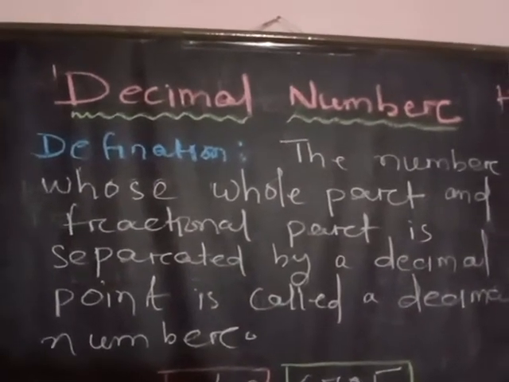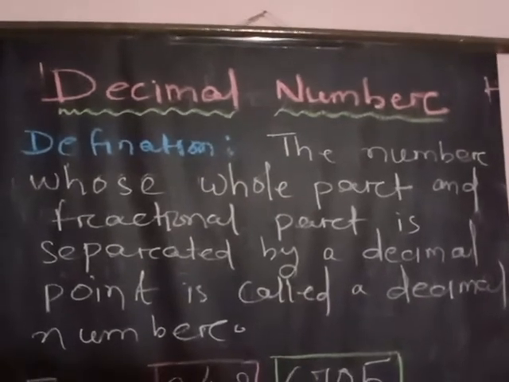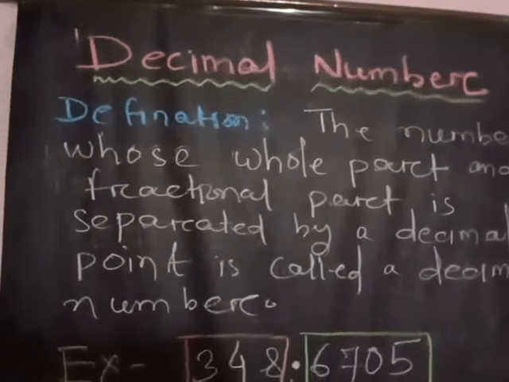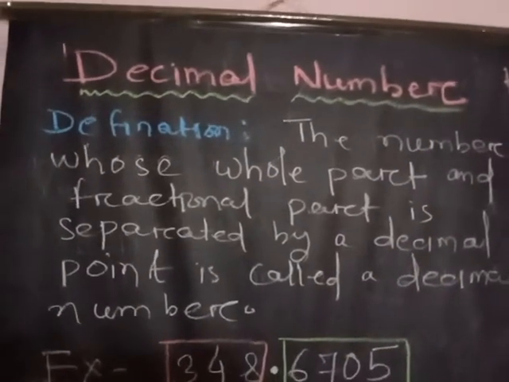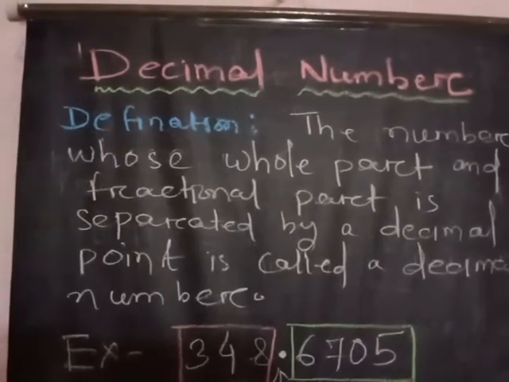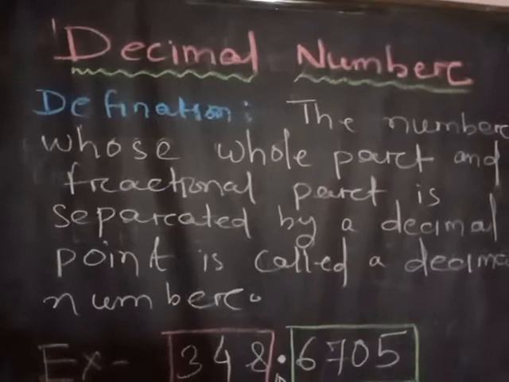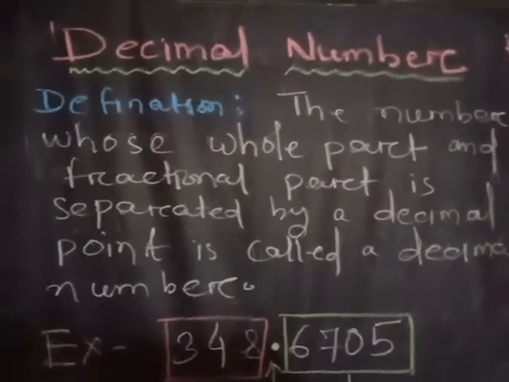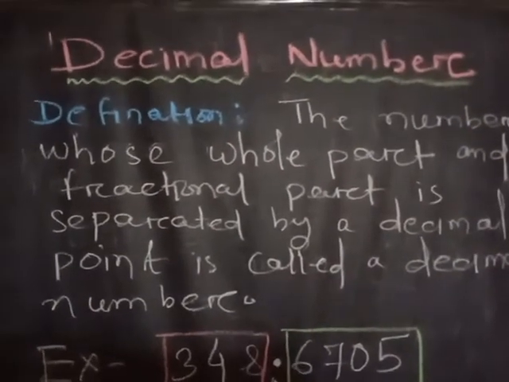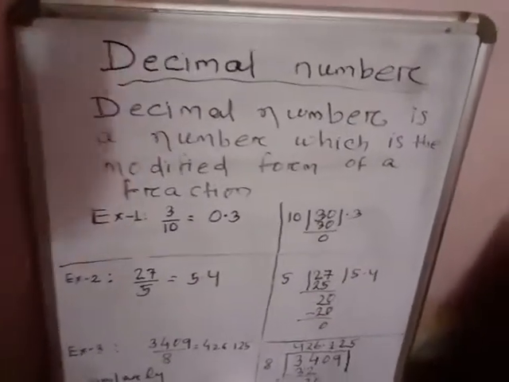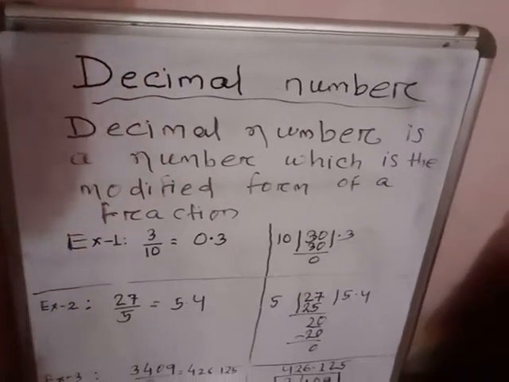I am going to start another concept, that is another chapter. That is the decimal number, and this decimal number is most useful. Another type of number. This is the modified form of, we can say the decimal number is the modified form of what? Fraction. Decimal number is the modified form of fraction. Let us see. Here the decimal number is a number which is the modified form of fraction.